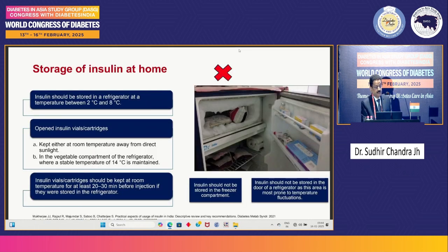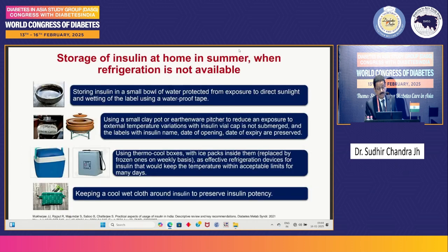The storage of insulin at home is also very important in our countries, particularly in village areas. It should be stored in a refrigerator, ideally between 2 to 8 degrees centigrade. Insulin vial cartridges should be kept at room temperature for at least 20 to 30 minutes, as I was talking about. Insulin should not be stored in the freezer compartment.